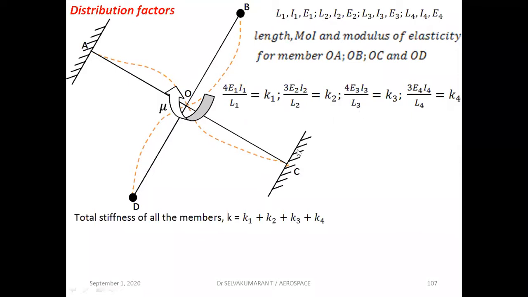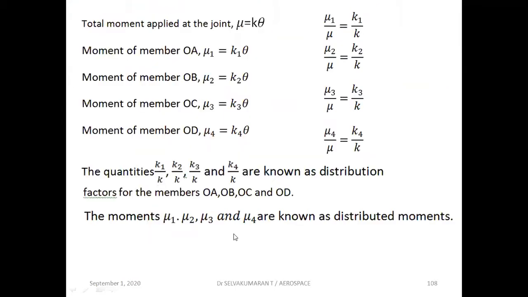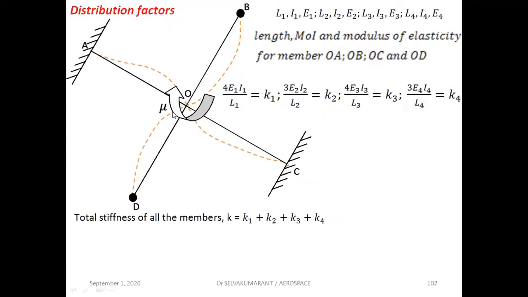Similarly, K3, this is fixed, so 4 E3 I3 by L3. Then OD, 3 E4 I4 by L4. So total stiffness will be the sum of all the stiffness, K1 plus K2 plus K3 plus K4. Here you can see total stiffness of all the members. Now let us apply a moment Mu at the joint O. We are applying the external moment Mu at O. So this Mu will get distributed to OA, OB, OC, OD, as Mu1, Mu2, Mu3, Mu4.